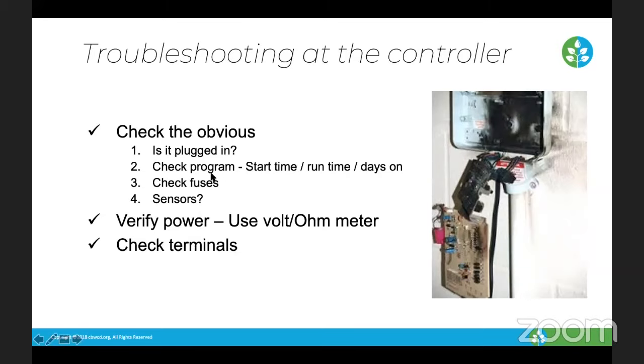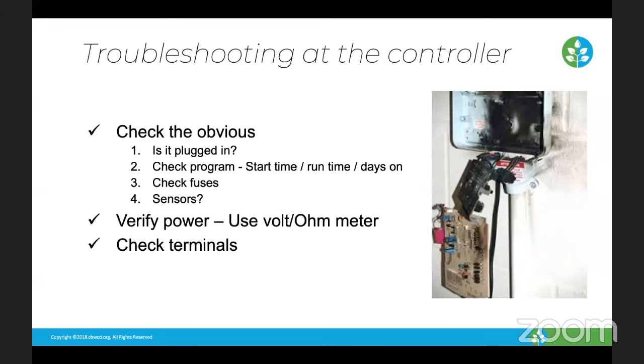You always want to check your programming: start time, run time, days of the week. Check for fuses. Some of the older controllers will have a fuse. Let's say that there was a spike in electricity and the fuse took the brunt of that and snapped. Now there will be no AC going to your irrigation controller. So always check fuses if you have them, and then check sensors.